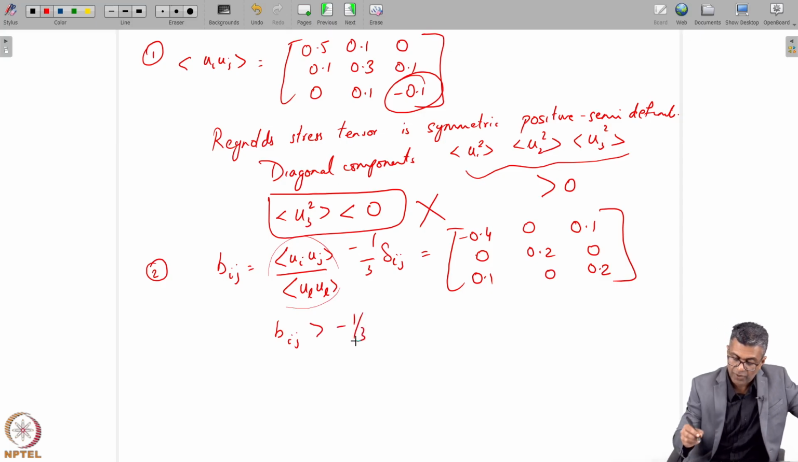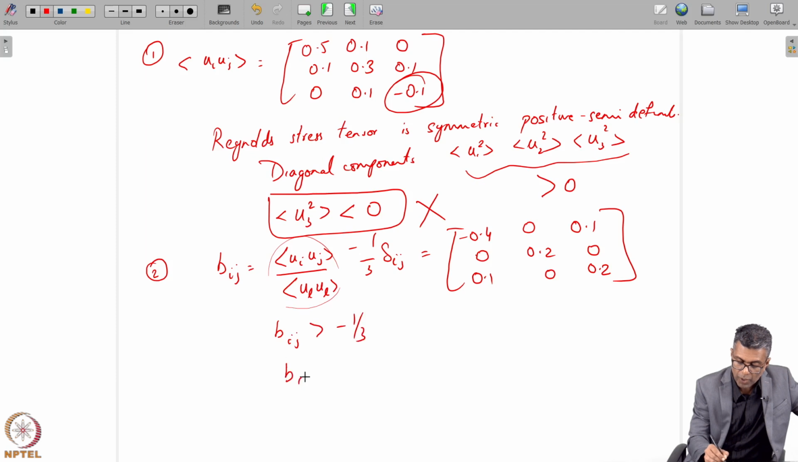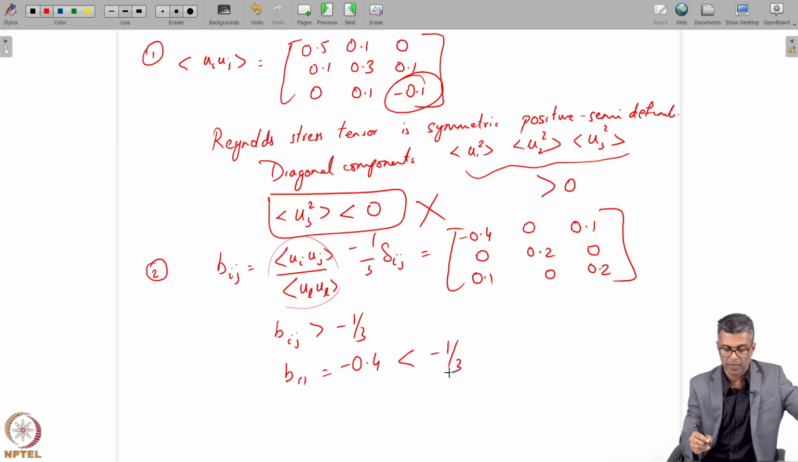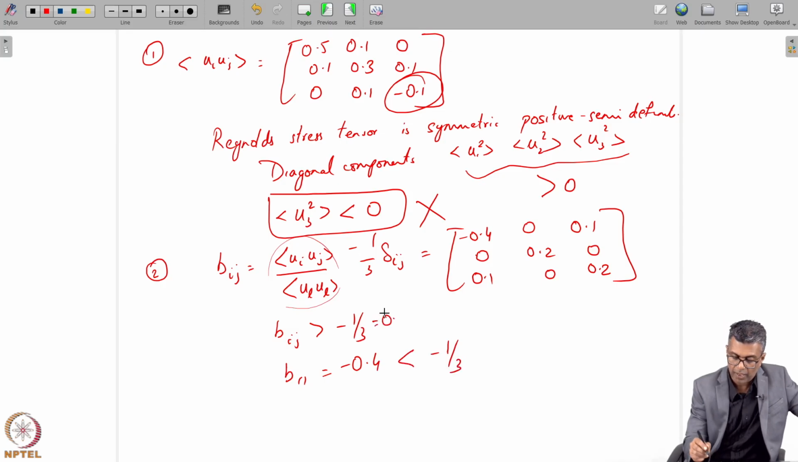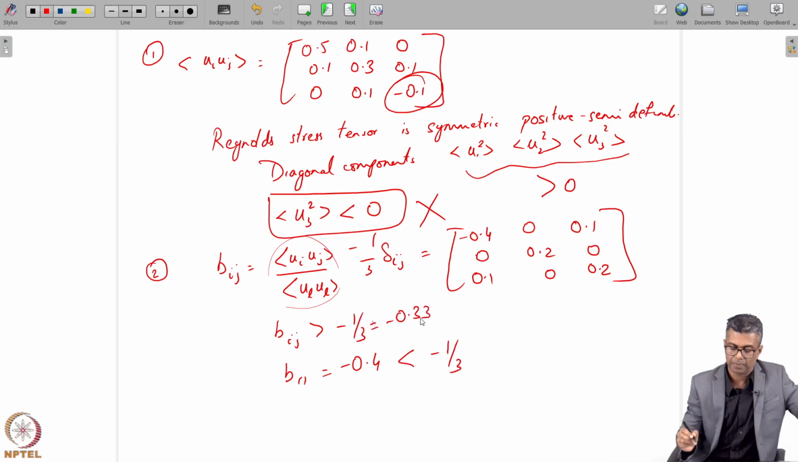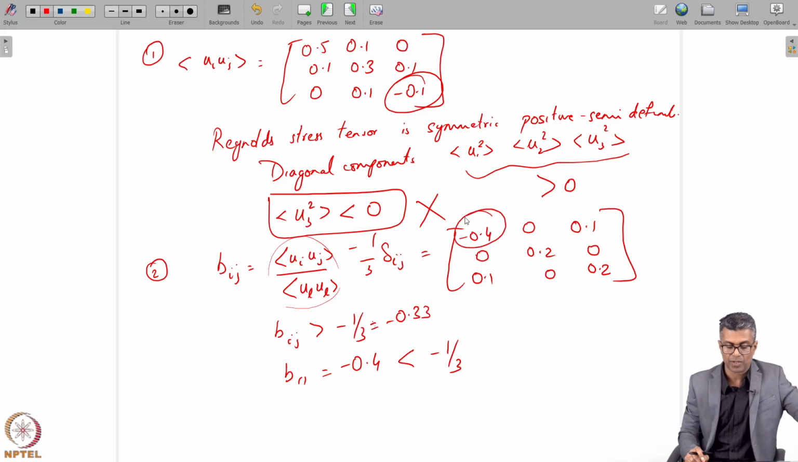And what you have here is your B11 is equal to minus 0.4, which is less than minus 1/3, or negative 0.33 I should say. So here you are getting minus 0.4, which is less than minus 1/3. So that means that right there is your culprit. That is the mistake there in terms of Bij. I hope that is clear.